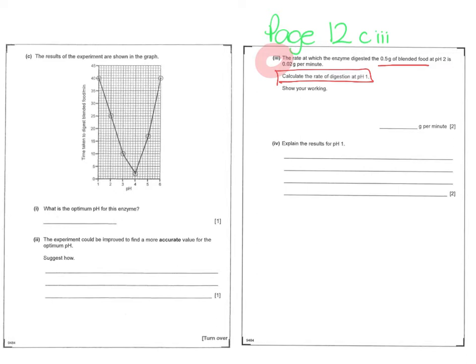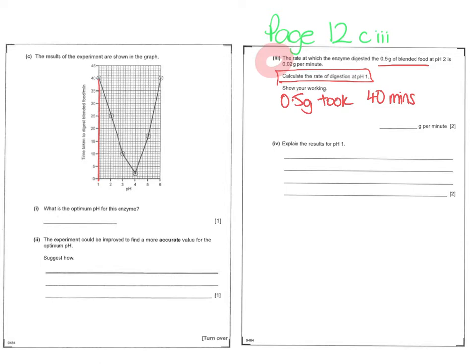Now, this graph is a little bit unusual because normally we start off graphs at 0, but in this case, pH 1 is here. And we can see that it took 40 minutes at pH 1 for the 0.5 grams of food to be digested. Now, from the information at the top of the page, it tells you they've calculated the rate of digestion in terms of grams per minute. So you know that you started off with 0.5 grams and it took 40 minutes.